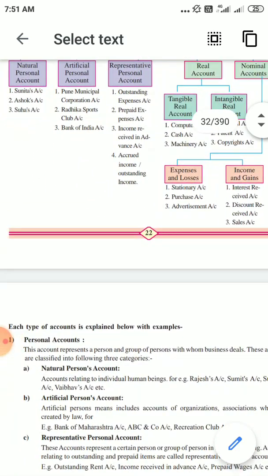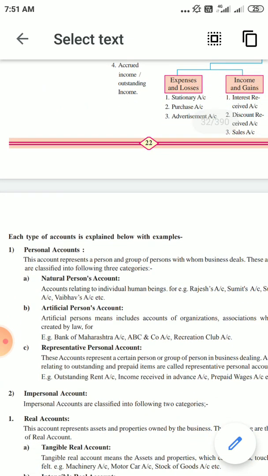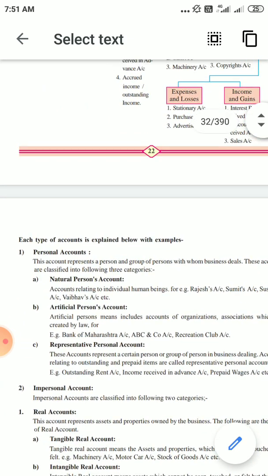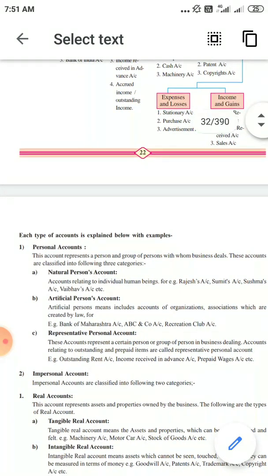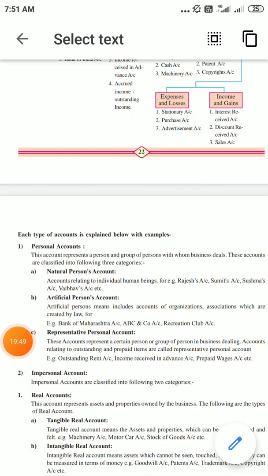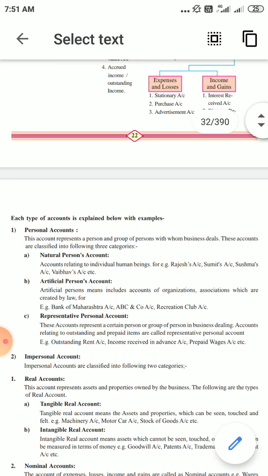Okay, so here first one is personal account. Now this account represents a person or group of persons with whom business deals. Okay, these accounts are classified into three, that is natural person account, this is an individual human being, for example Rajesh account, Sumit's account, Sushma account, Vaibhav account. Okay, so these are what? Natural personal account. Next is artificial person account.